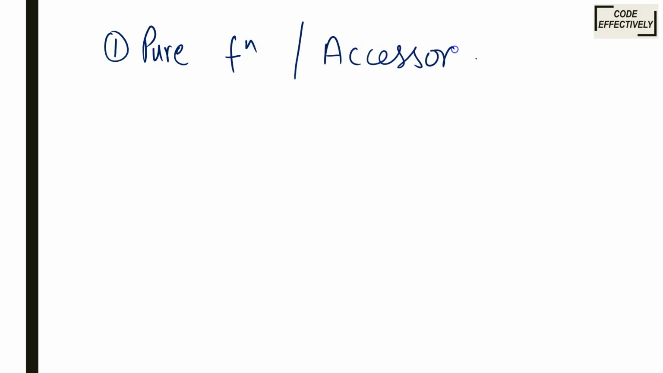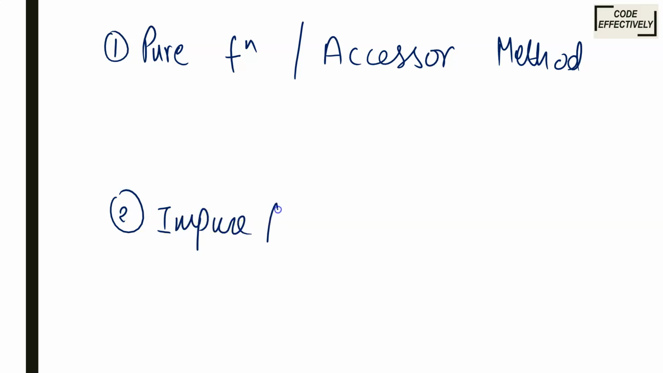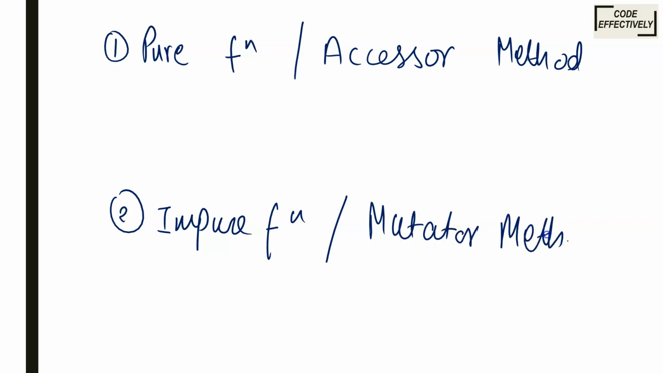Let's start. In Java we have functions, and they can be divided into two categories. The first type is the pure function, which I can also call an accessor function or accessor method. So we have two names for this. The second type is the impure function, as the name suggests, or it can be known as a mutator method. Why? Let me explain.